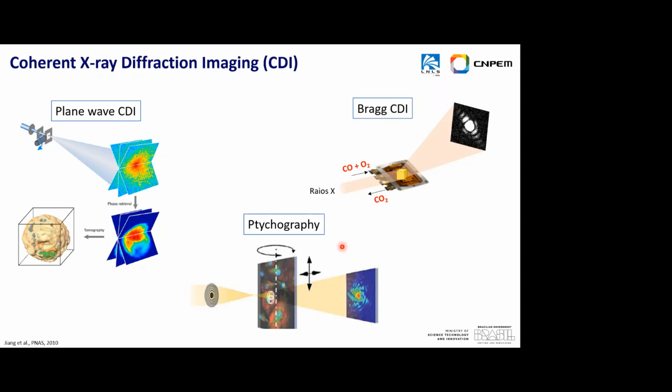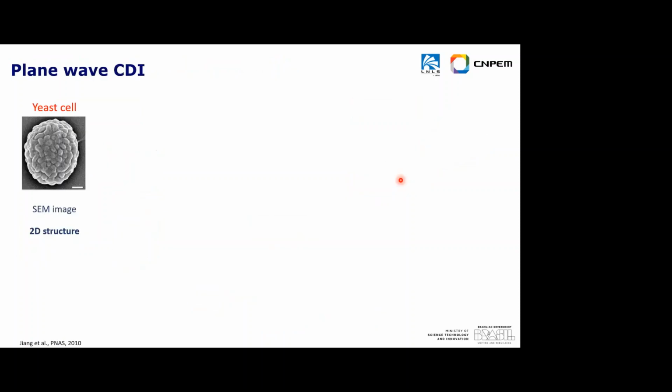And the other technique is for when you have a crystalline sample. In this case, we can collect the image around one Bragg peak. And then we're going to have information about the 3D morphology and also the strain of this network, that I'll show you later in the example of the tree. So let's start with plane wave.